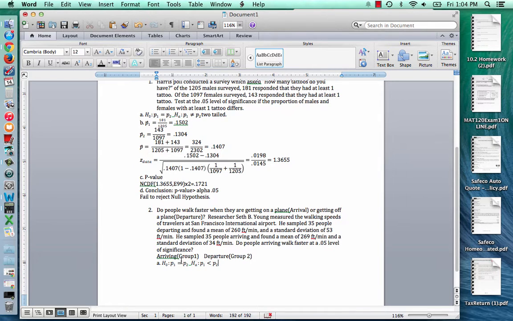So I have my null and alternative set up. We assume that the two. Oops, I have the wrong one. Excuse me. Let me fix that. This is the wrong one.